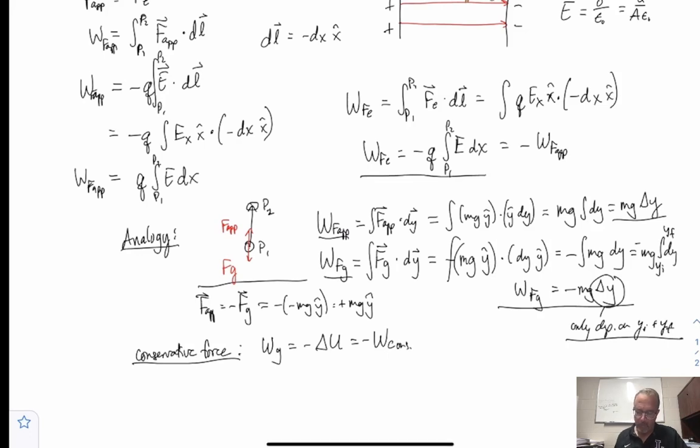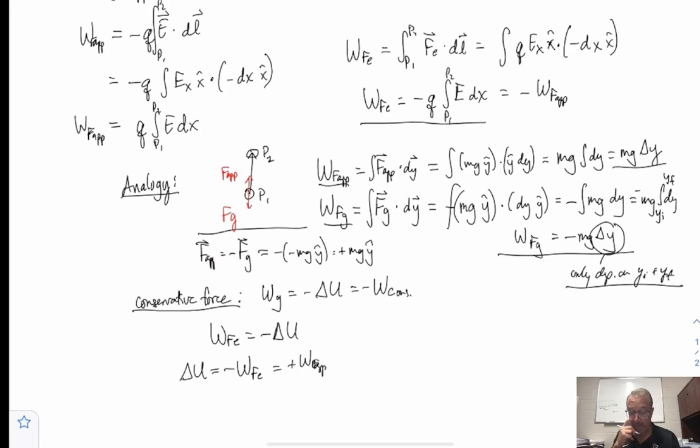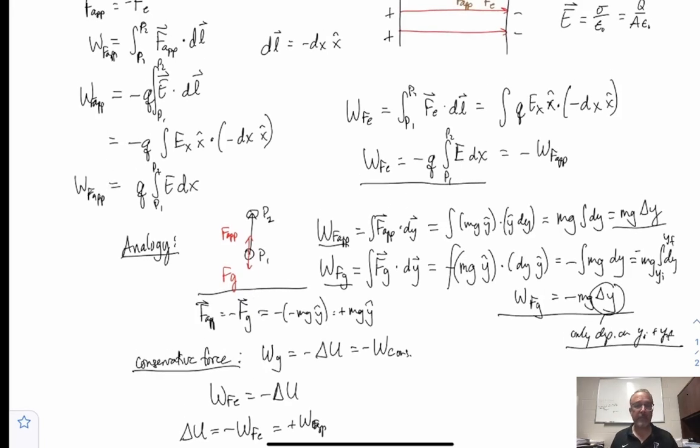Okay? Well, maybe you see the analogy that we're coming up with here. The work done by the electric force is also equal to the negative of what we're going to call the electric potential energy. And so, this is how we define potential energy. Potential energy is the negative of the work done by the electric force, which actually happens to be the positive of the work done by the applied force. Okay? In this little example that we've given here.